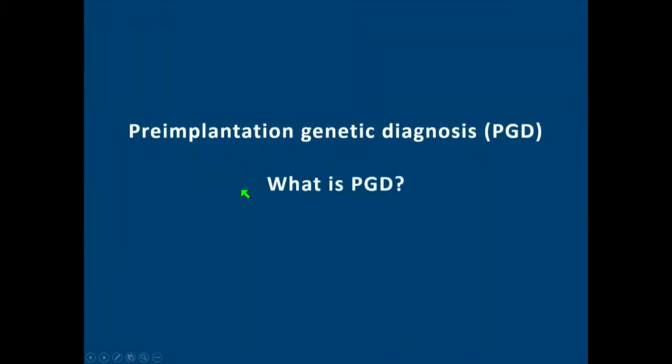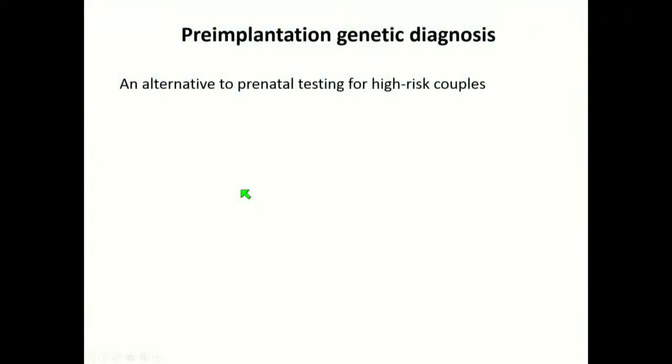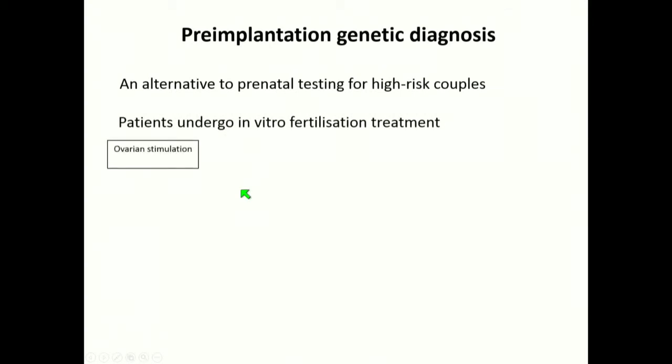So to start with pre-implantation genetic diagnosis, I guess the first question, what is it? Well, you can consider it really to be an alternative to routine prenatal testing for couples who already know they're at very high risk of transmitting a particular inherited condition. So it's not something you would use just as a routine screen in a population. You would use it for patients who already have been identified as being at high risk of transmitting a Mendelian disorder. The vital part of PGD is that the couple are going to have to undergo an IVF treatment cycle.